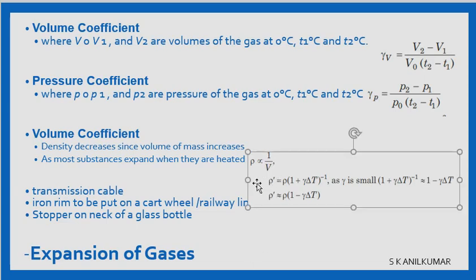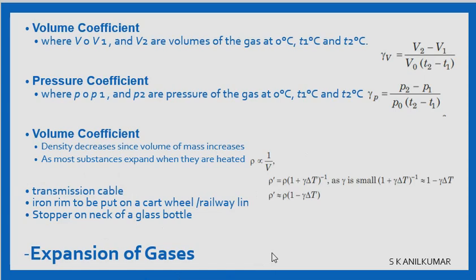This means P is inversely proportional to 1 by V. So what does it stand for? P inverse is P into (1 plus gamma delta T) inverse. As gamma is very small, we can take it as 1 minus gamma delta T, where gamma delta T is the change or the variation.